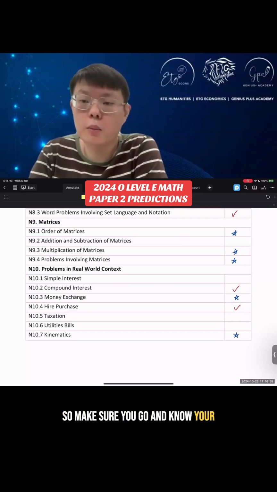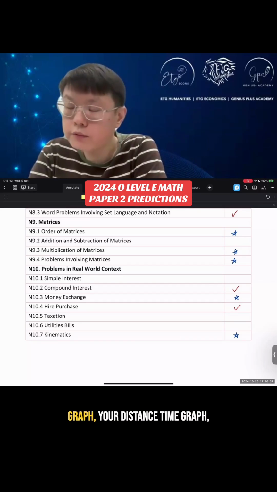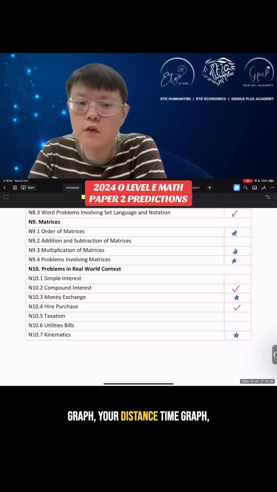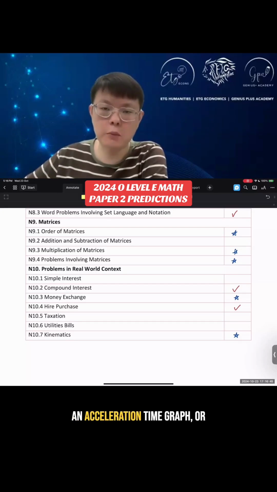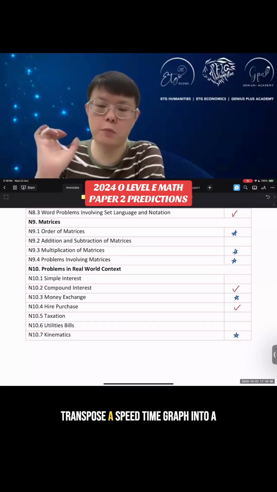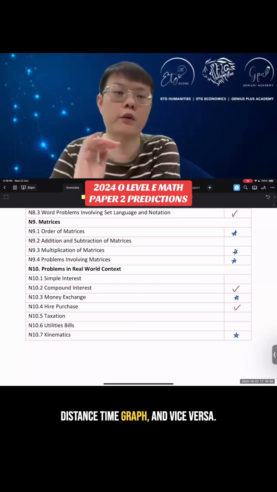So make sure you go and know your kinematics graphs, your speed time graph, your distance time graph, and make sure you know how to transpose a speed time graph into an acceleration time graph or transpose a speed time graph into a distance time graph and vice versa.